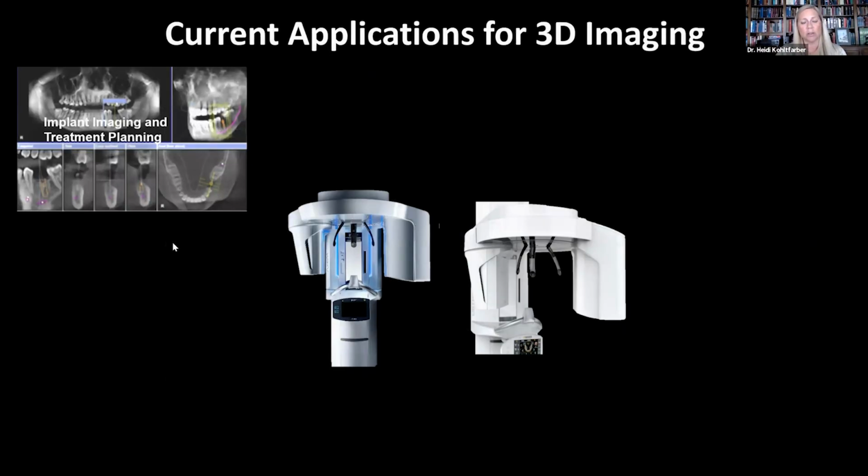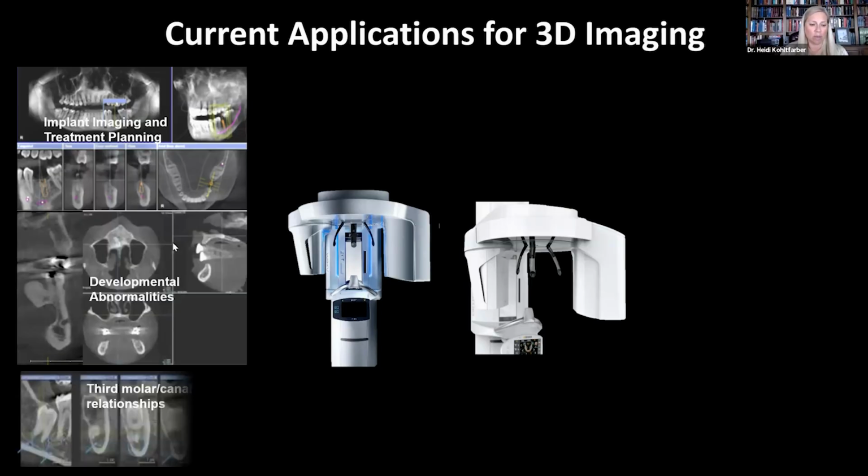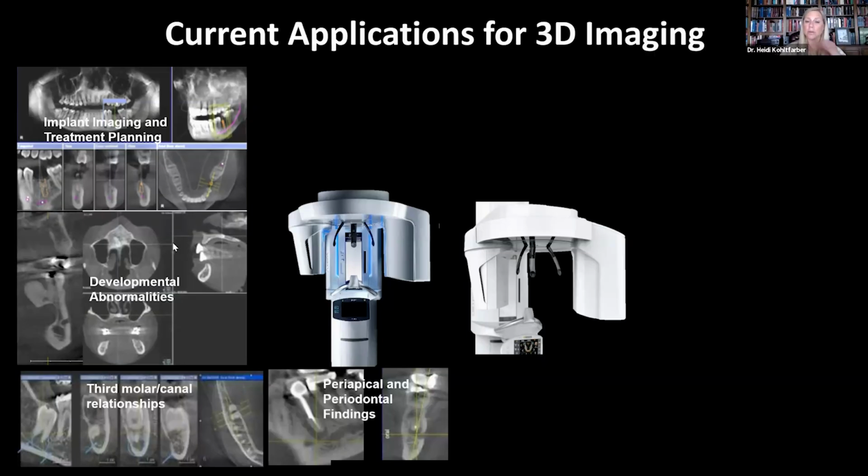We started reviewing all of this imaging, or the imaging was really brought into dentistry to look at it for implant treatment purposes. And that's really what brought cone-beam CT into dentistry. I believe it was about 1998 when the first papers came out by Mozo talking about cone-beam CT. Before that, if you wanted to look at your patient in 3D, you would have to send them for medical CT, which again was much more dose. But of course, we can see other things like developmental abnormalities, third molar and canal relationships, periapical and periodontal findings.